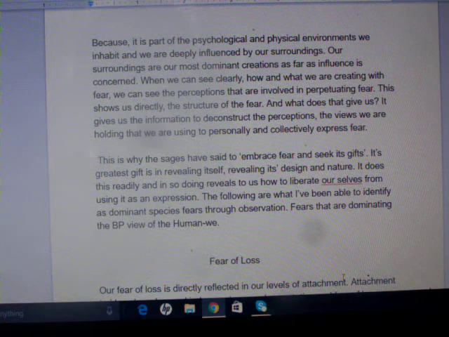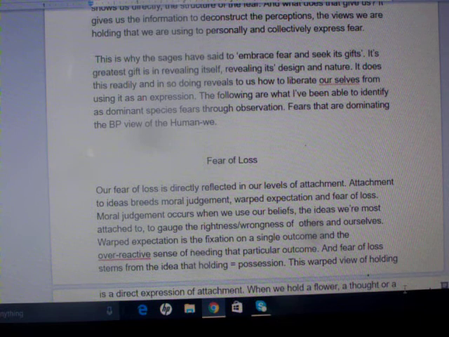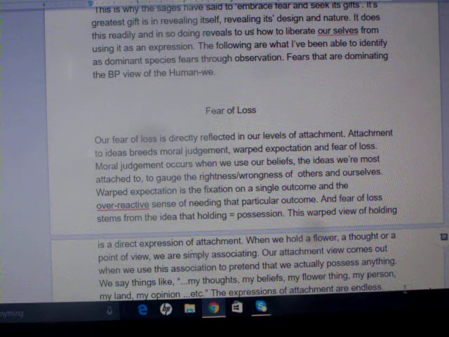The following are what I've been able to identify as dominant species fears through observation. Fears that are dominating the big picture view of the human we. Fear of loss. Our fear of loss is directly reflected in our levels of attachment. Attachment to ideals breeds moral judgment, warped expectations, and fear of loss.